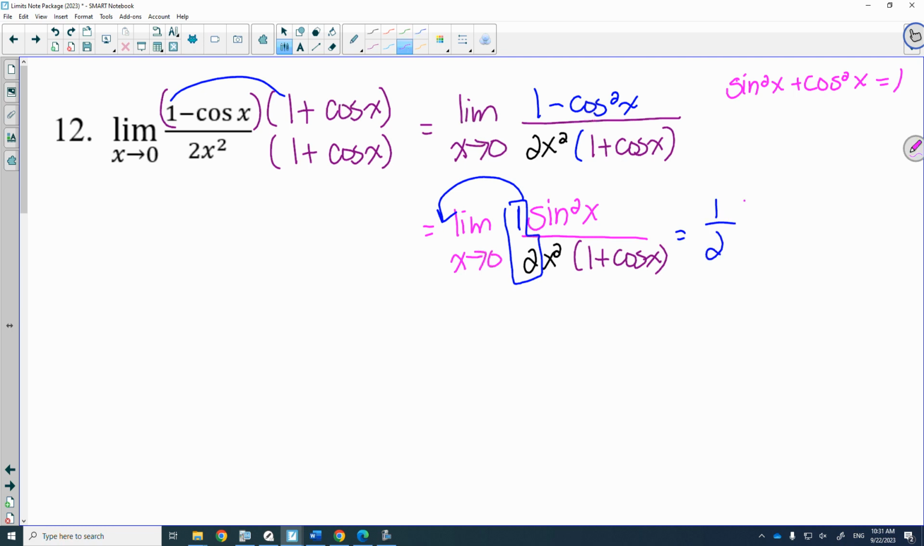Then I have the limit as x approaches 0. And I want you to see this sine squared of x. Sine squared of x is really sine of x times sine of x. My denominator has x squared. We know that x squared is just x times x. So if you could see, I've made those cases. And then I've got 1 plus cos of x in my denominator.